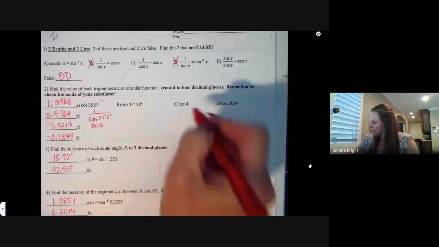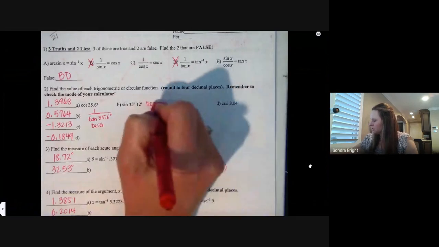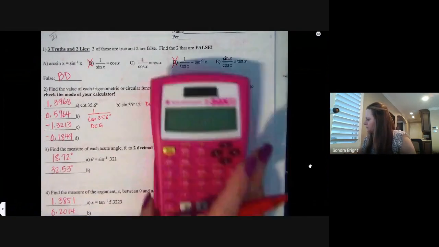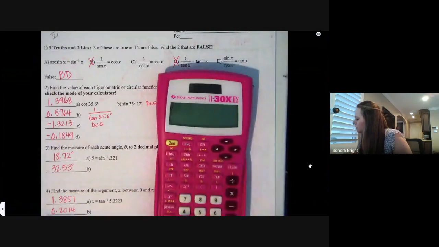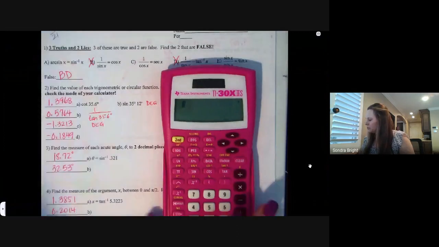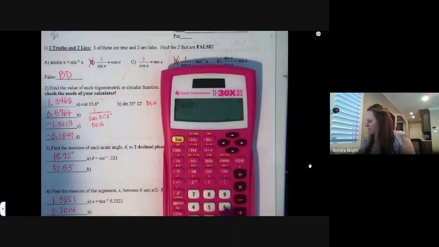Cosecant of 4, so this was degree mode. This is radian mode. Let me show you on B real quick, in case you have issues. Am I in degree mode? I am. Okay, so you're going to hit sine, and then you'll do 35, and then you get the degrees and the minutes by this button right here. Degrees, minutes, seconds. Hit that. See how the degree symbol is underlined?